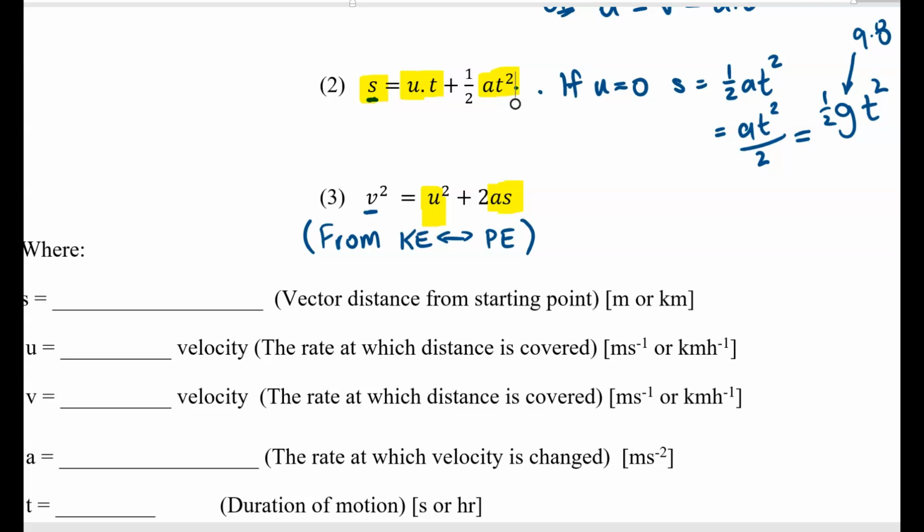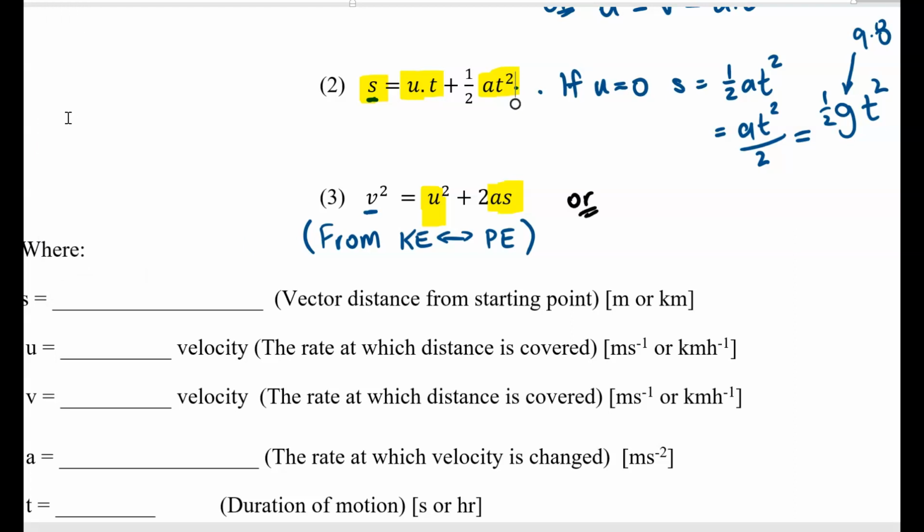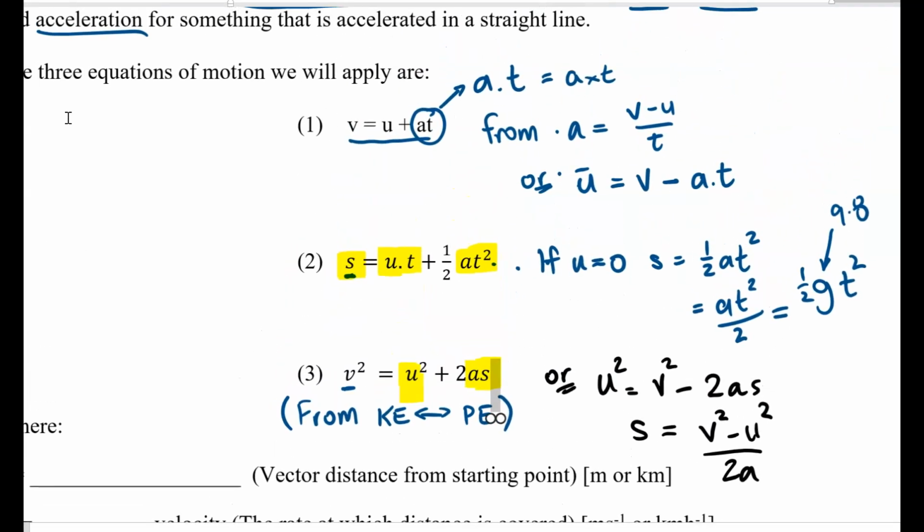We will tweak that if we want to. We can say U squared is equal to V squared minus 2AS. Or if we want to make our displacement the subject, V squared minus U squared all over 2A. Now don't be put off at this stage by those formulas. I've shown you the basic formula, but I've also shown you how we can rearrange them to make different variables the subject for each one.